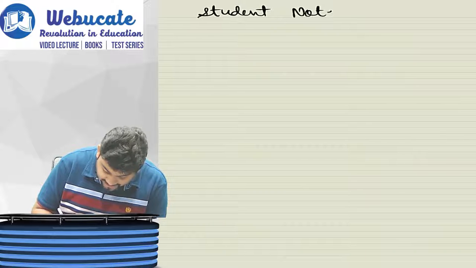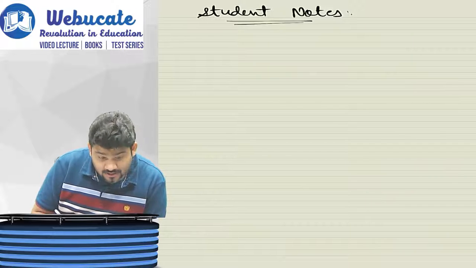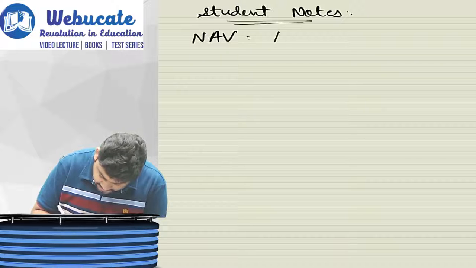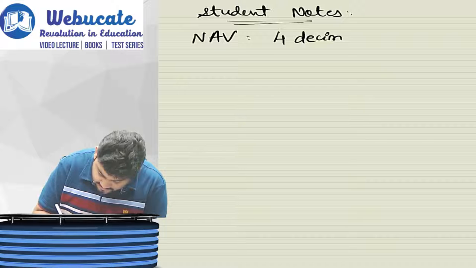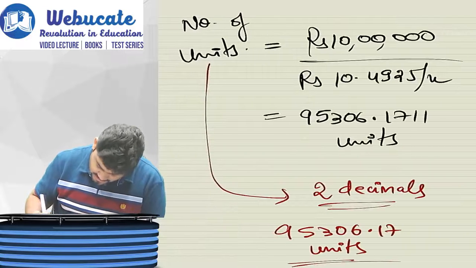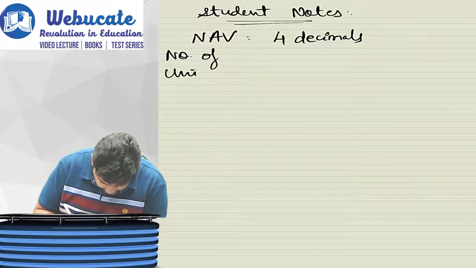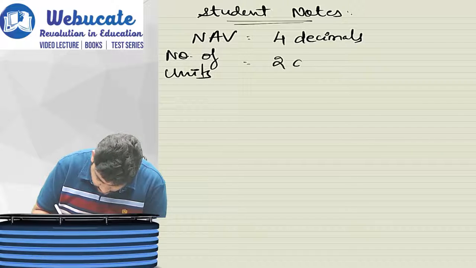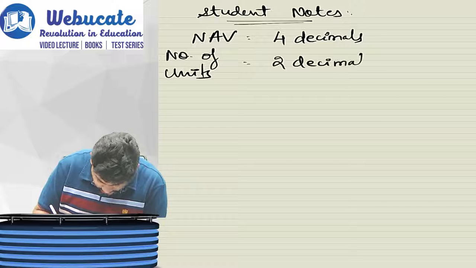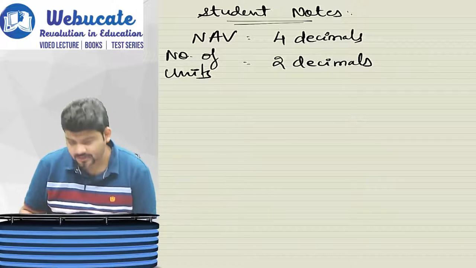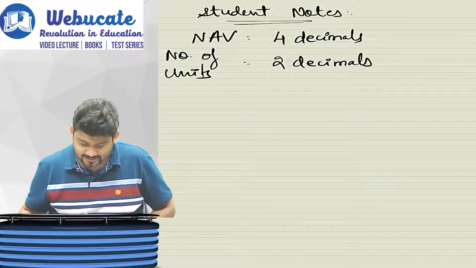So what are we going to write in student notes? Yes, Venkat Ram Kumar, we will write here NAV, four decimals. We will write number of units, two decimals. Done? Great. All right.